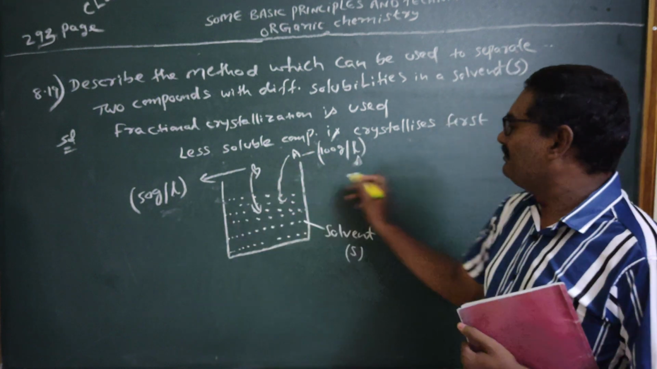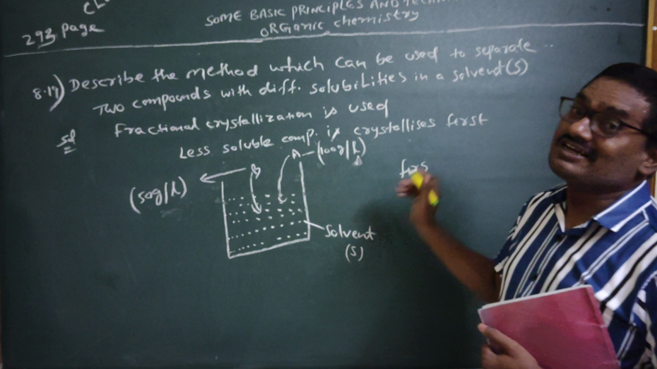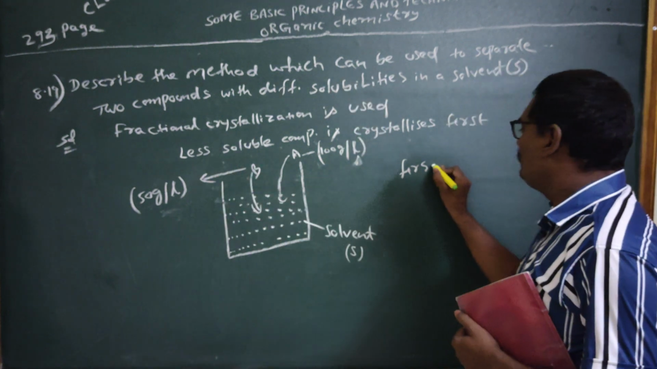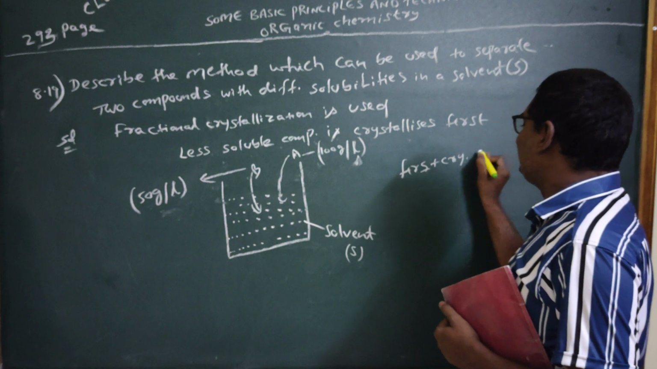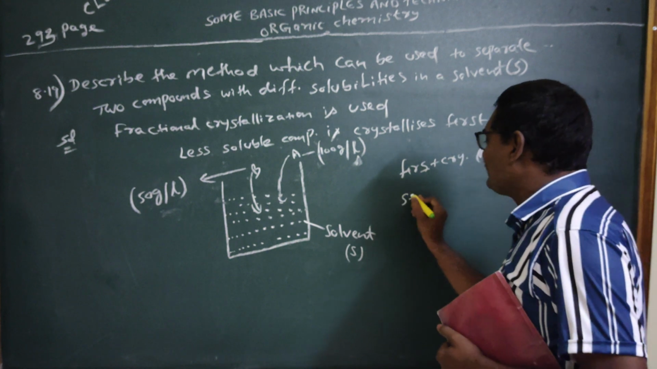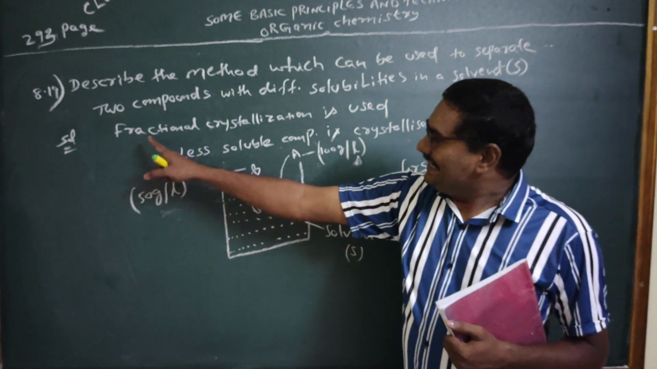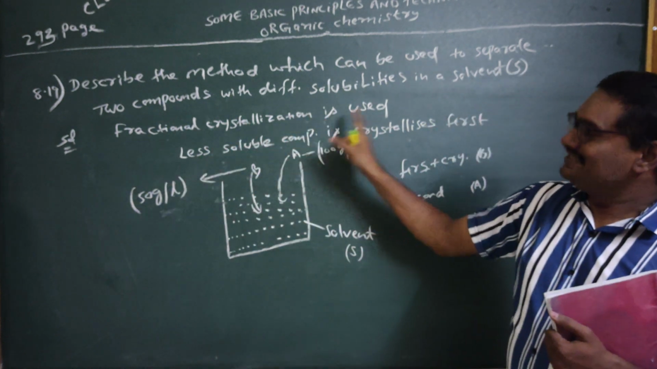So, among A and B, the first crystallizing compound is dash. The first crystallizing compound is B. So, first crystallization is B. Second crystallization is A. So, it is very, very important. It is how fractional crystallization is used.